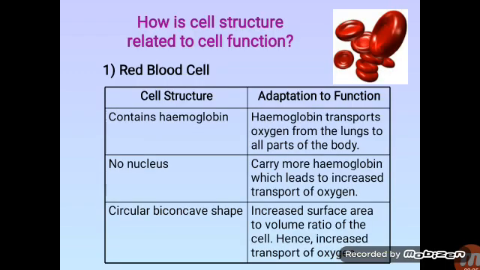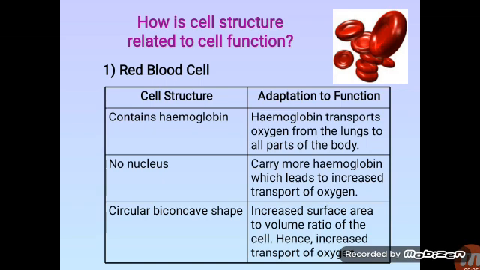So how is cell structure related to cell function? Cell structure is related to cell function. You can see here are red blood cells, and their structure and function are different from other cells. They contain hemoglobin or Hb, and the main function of Hb is to attach to oxygen. Hemoglobin transports oxygen from the lungs to all parts of the body. And red blood cells have no nucleus, and due to the absence of a nucleus, they carry more hemoglobin, which leads to increased transport of oxygen from the lungs to all parts of the body.